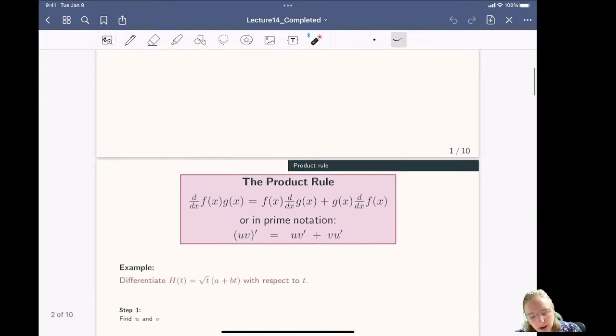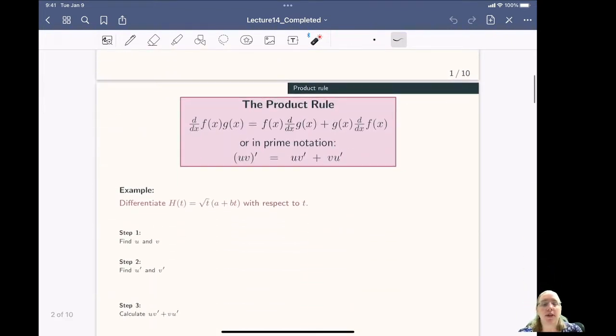Alright, so let's start with the product. If we have the derivative of two functions, f of x and g of x, this is equal to the first function, f of x, times the derivative of the second function, plus the second function times the derivative of the first. Now, it sometimes helps to write this in simple prime notation. So if we have the derivative of u times v, this is u times v prime plus v times u prime. All right, let's see how this plays out in practice.